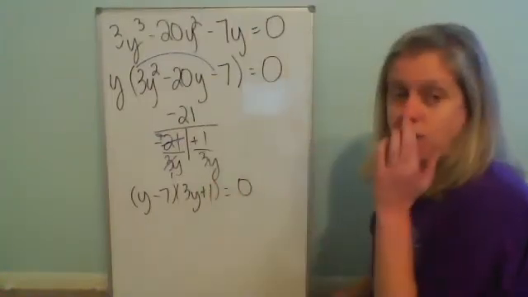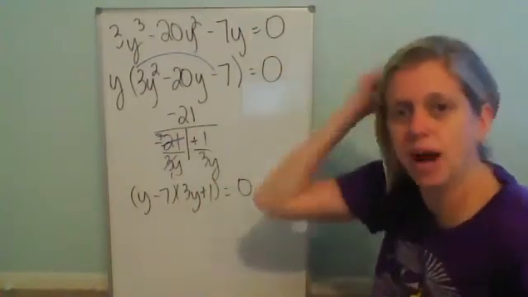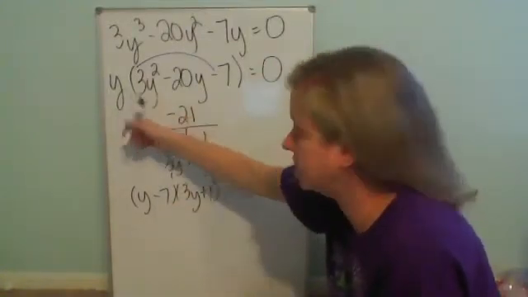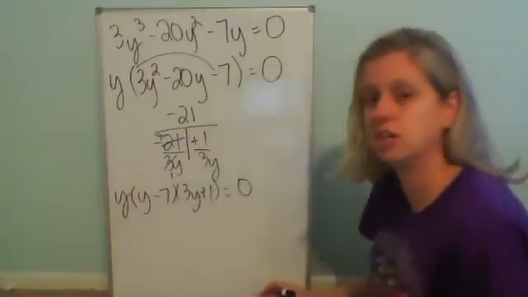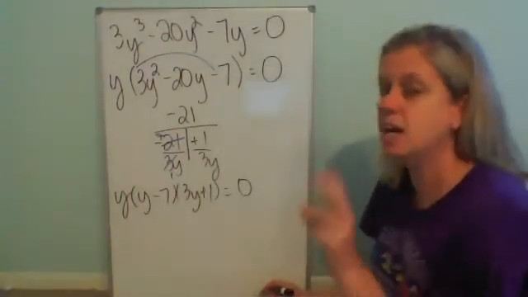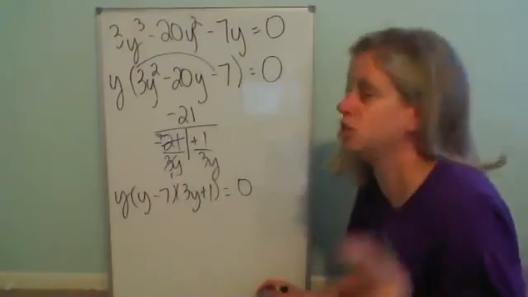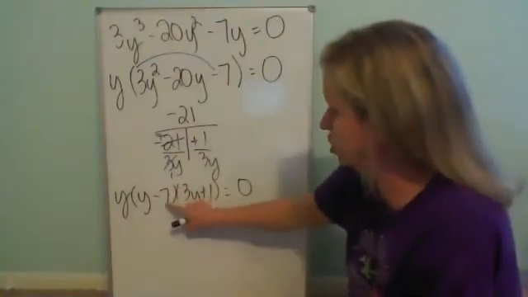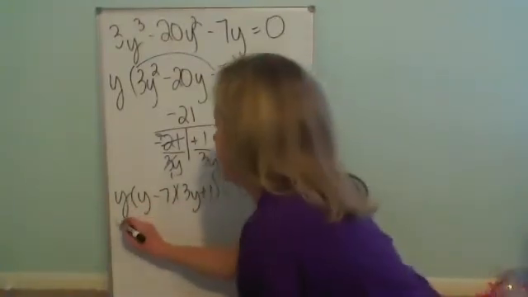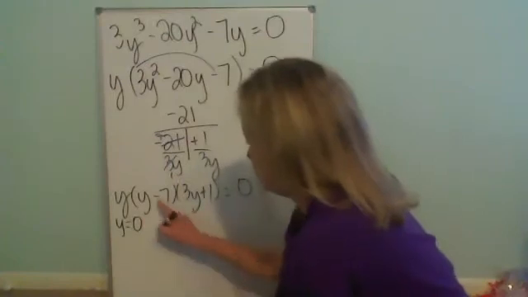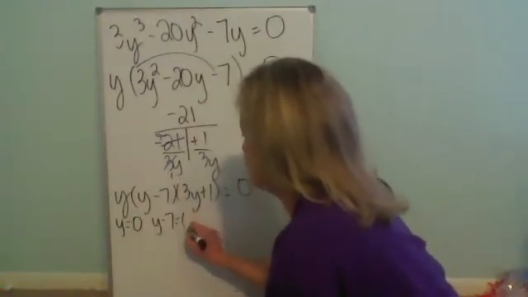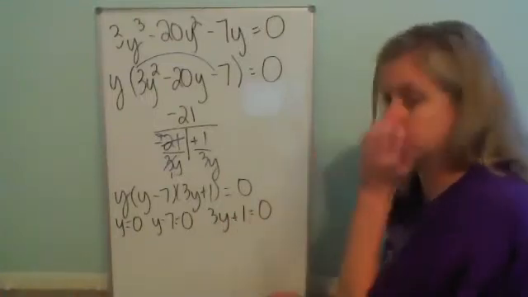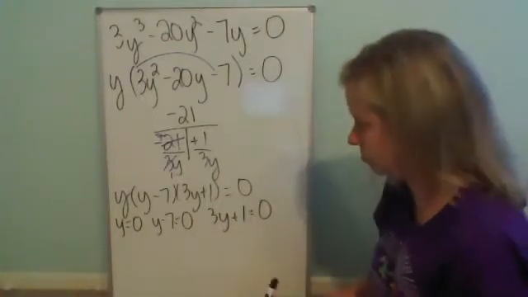Now, don't forget, we actually have another factor in this problem, right? Look, go back up. What did you pull out at the very beginning? This y, before I did anything. So it's still there. You still have a y out front from the beginning. So you're actually going to have 3 answers to this problem. That's what that y cubed told me. Here's your 3 factors that you're going to set equal to 0. So you're going to have y equals 0, y minus 7 equals 0, and 3y plus 1 equals 0, and solve them for y.